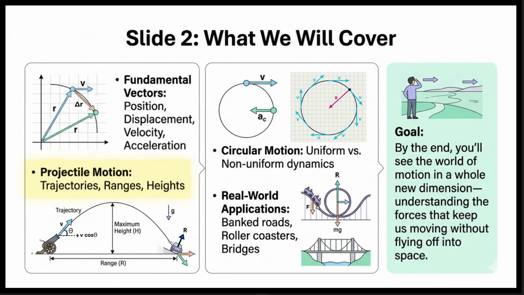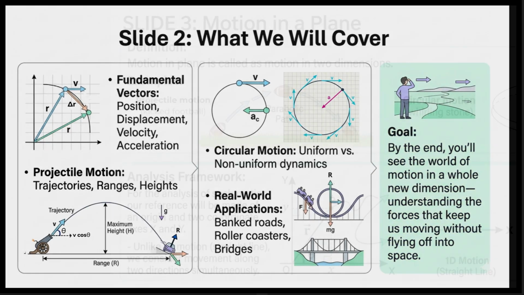Then we move into projectile motion, trajectories, ranges, and maximum heights, captured in the parabolic arc diagram. After that, circular motion, both uniform, where speed stays constant but direction keeps changing, and non-uniform, where speed itself varies, shown in the two circular diagrams. And finally, real-world applications: banked roads, roller coasters, bridges. By the end, you'll understand the forces that keep you on the road and keep satellites in orbit.